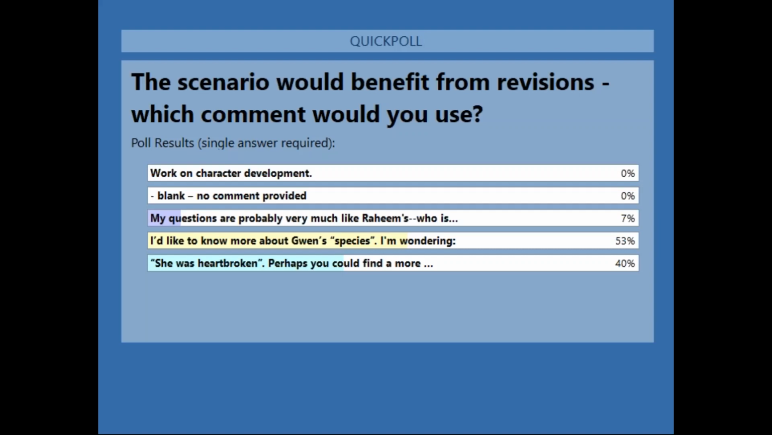Okay, after you have completed the score sheet and the rubric for each scenario in your packet, remember those are 7 to 9 scenarios that you would be asked to evaluate.